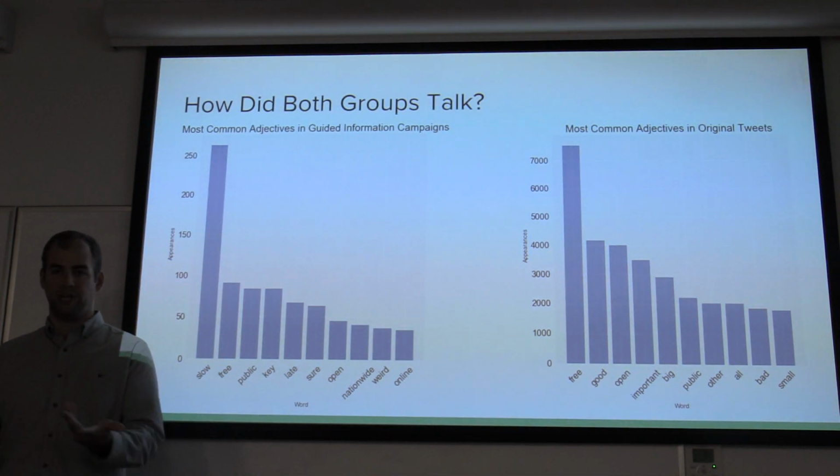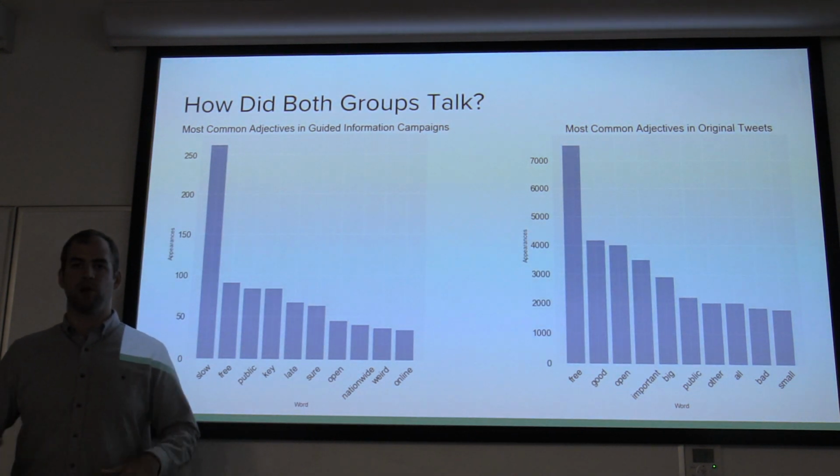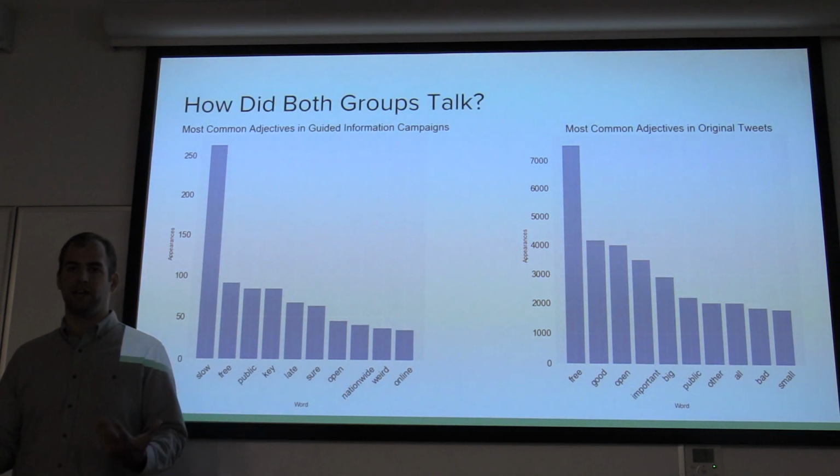The internet will become slower for some websites. And for original tweets, people were talking more about their values and sort of philosophically, a free, open internet is good.